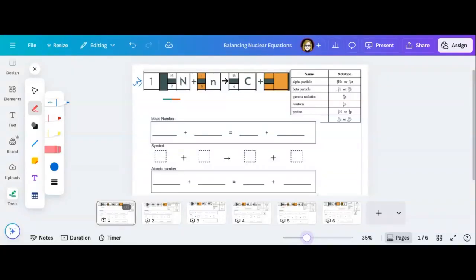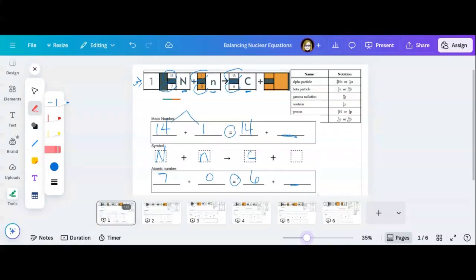And this is how we're going to use this paper to help spread out your work. So you're going to take this equation and put it in these boxes. And then you're going to put the top numbers up here where it says mass number, and you're going to put these bottom numbers down here where it says atomic number. And then you're going to figure this out like a puzzle. You're going to figure out what has to go in these blanks to make both sides be equal.